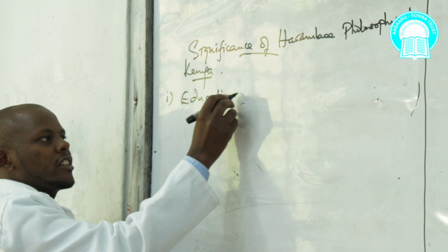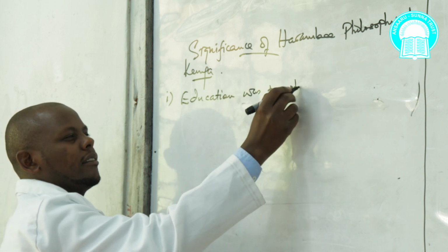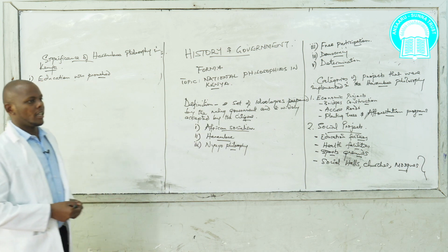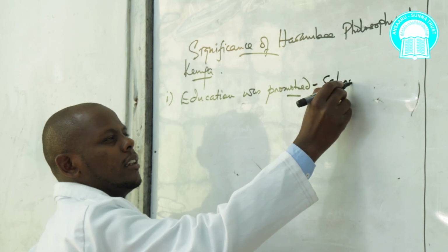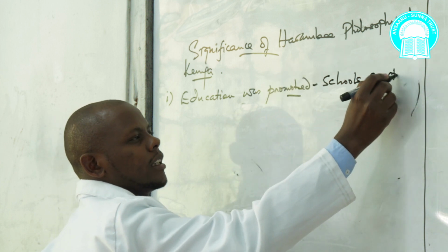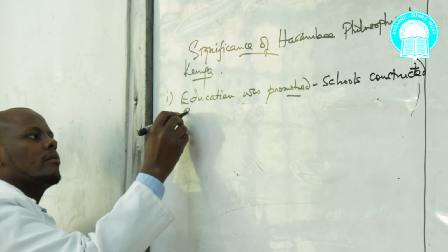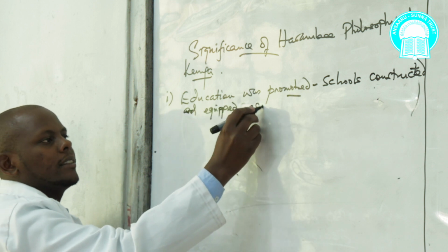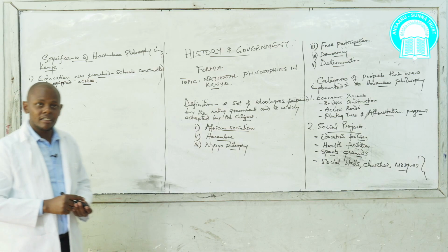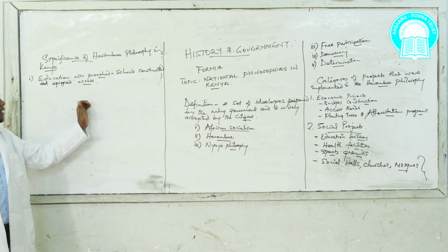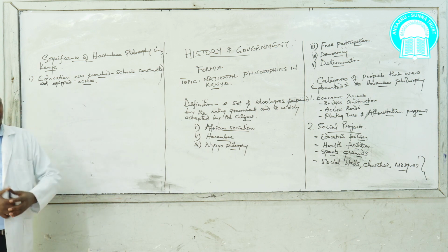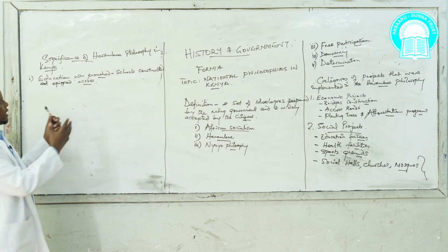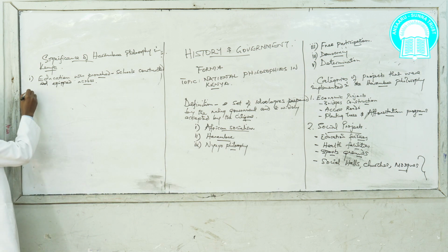Education was promoted as many schools were constructed and equipped across the country. So there was a significant growth in the education sector because Kenyans were contributing their resources to construct schools. They would also equip those schools. They would also employ teachers from the resources they contributed from fundraising.